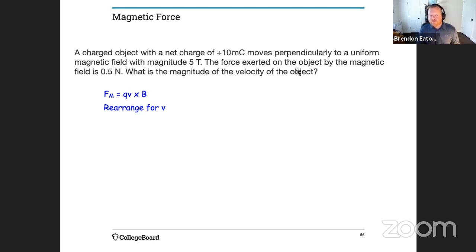So rearrange this for v before you do anything else. So v is force magnetic over QB. That leaves my velocity by itself. And I just plug in what I'm given inside the problem, and I get a velocity of 10 meters per second.